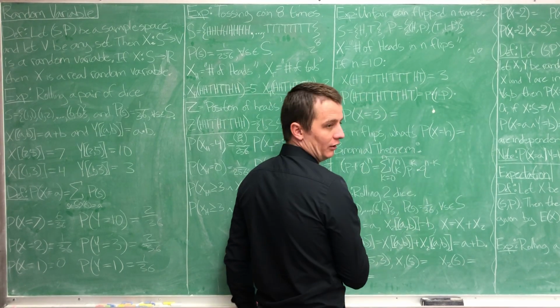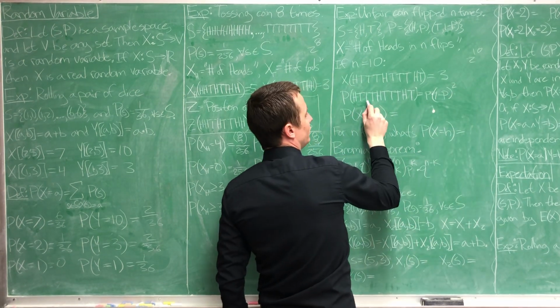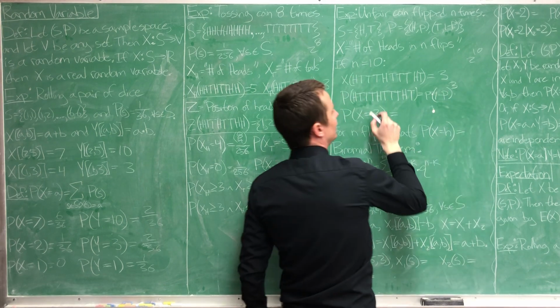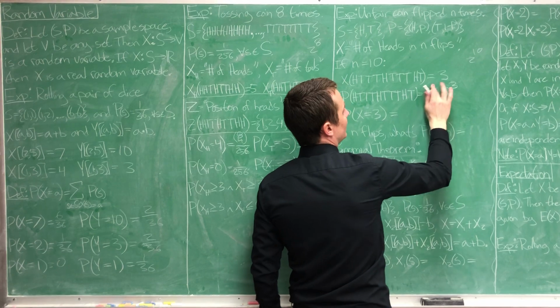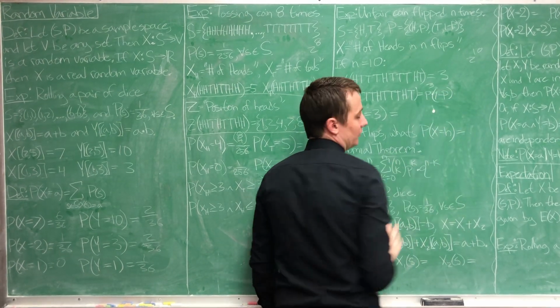Times another tails, 1 minus P. So now we've had 2 of those, times 1 minus P, so we have another one of those, times P, so we have another one of those. And when it's all said and done, how many P's am I going to have? 3. 3 P's.